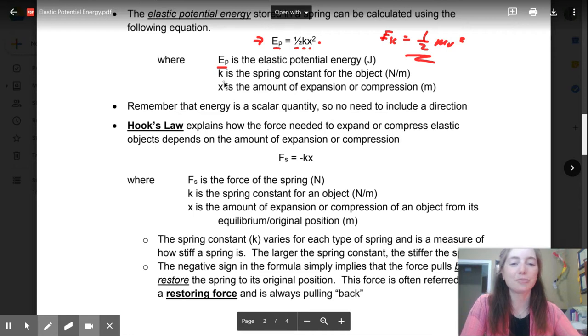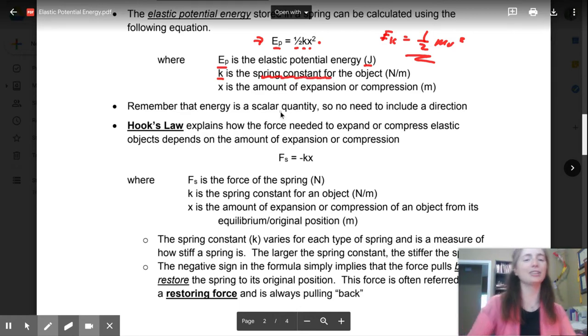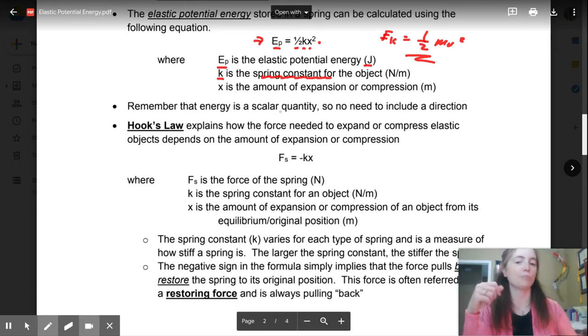EP is your elastic potential energy, as always, in joules. Now, K is the spring constant for an object. It's essentially a measure of how much energy, how much force is needed to stretch that object. When you look at the units, newtons per meter.